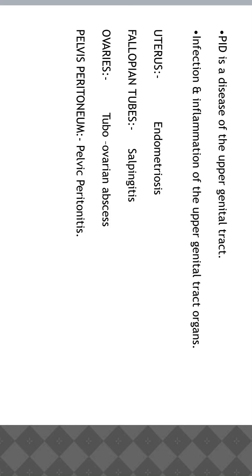Infection of the fallopian tubes is called salpingitis. Infection of the ovaries leads to tubo-ovarian abscess, and pelvic peritoneum infection causes pelvic peritonitis. These are the basic terminologies that we should know: what is endometritis, what is salpingitis, what is tubo-ovarian abscess, and pelvic peritonitis.